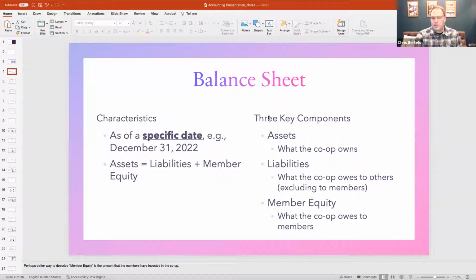Okay, so on the right hand side, we just have three components. The balance sheet is composed of assets, liabilities, and member equity. Those are the three basic building blocks of a balance sheet. Every single balance sheet is going to have those characteristics, although often you might see a little bit different terms, especially as far as the subcomponents of it.